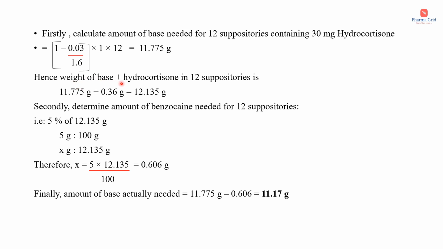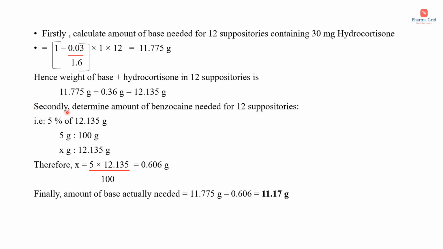Hence, weight of the base plus weight of hydrocortisone in 12 suppositories is 11.775 gram, the weight of the base, plus 0.36 gram, the weight of hydrocortisone. How did we get the weight of hydrocortisone? We know that the dose of hydrocortisone in gram is 0.03. Okay, so this is the weight in 1 suppository. So for 12 suppositories, multiply this value by 12. That is 0.03 multiplied by 12. We will get 0.36 gram. Okay, so 0.36 gram is the weight of hydrocortisone. So 11.775 plus 0.36, we will get 12.135 gram.